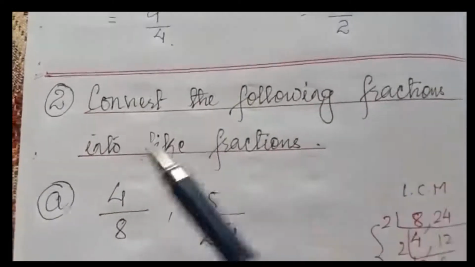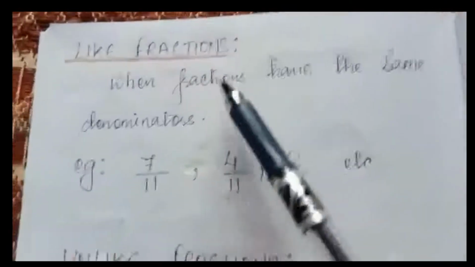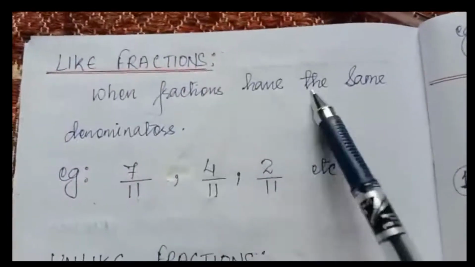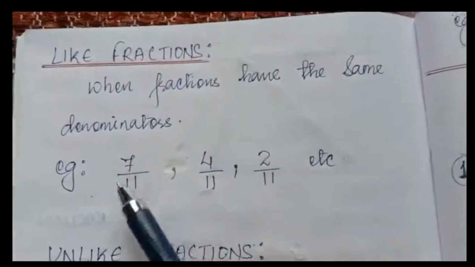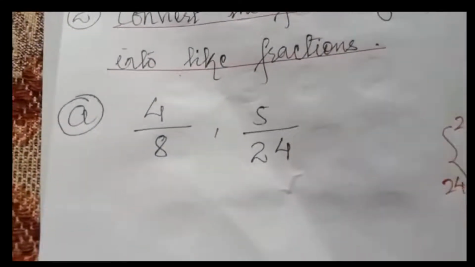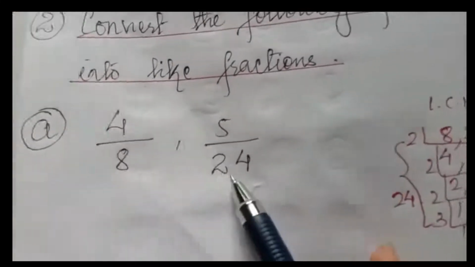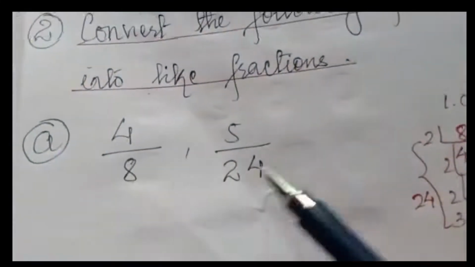Convert the following fractions into like fractions. In the previous class I have already explained what is like fraction. Here is the definition of like fraction. When fractions have the same denominator, those fractions are called like fractions. That means in this question we have to make the same denominator. Here is 4 by 8 and here is 5 by 24. To make the same denominator, we have to find the LCM of 8 and 24, and the LCM of 8 and 24 is 24. So we have to make this denominator 24.